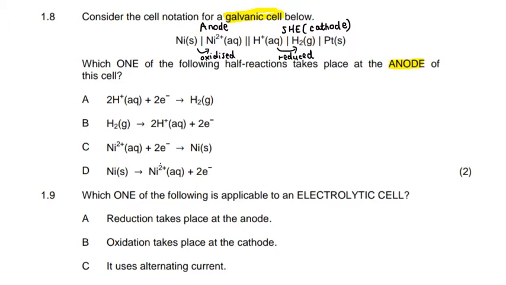A nice one, actually. This one is out because it's looking at hydrogen. This one is also out. And this one is out because it is a gain of electrons. The reaction that happens at the anode is always oxidation, which is a release of electrons. So our answer here is D.